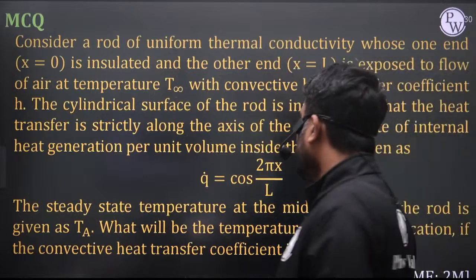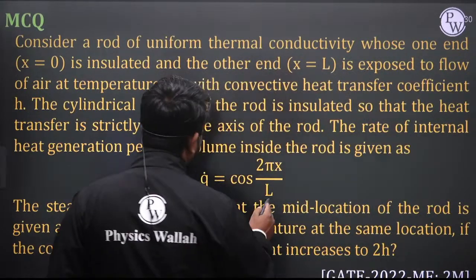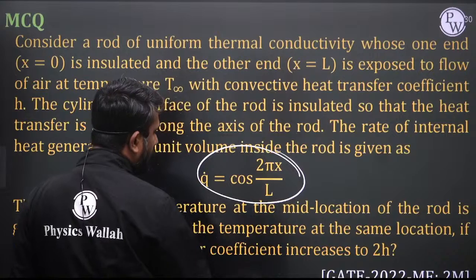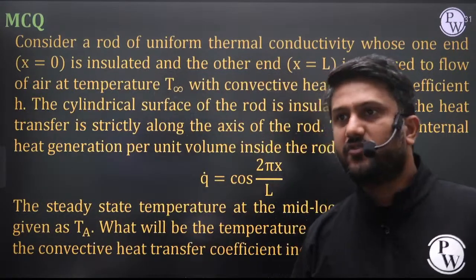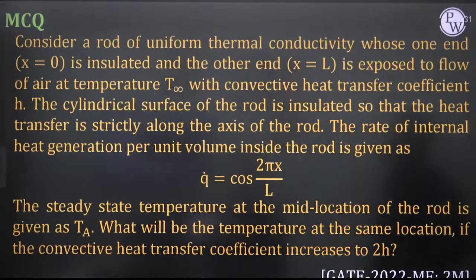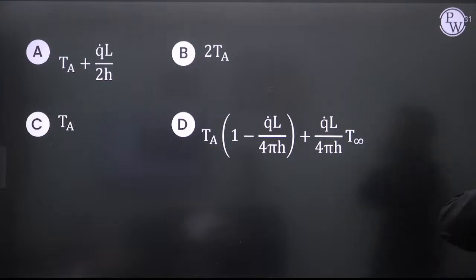Right, so this is the heat generation in the rod. This heat generation in the rod is a function of x. So this is a problem of non-uniform internal heat generation. The steady state temperature at the mid location of the rod is TA. What will be the temperature at the same location if the convective heat transfer coefficient increases to 2H? And you have these 4 options.